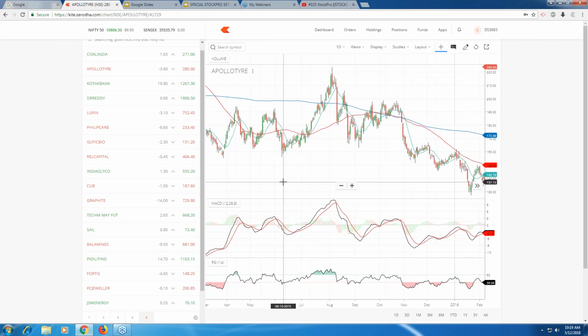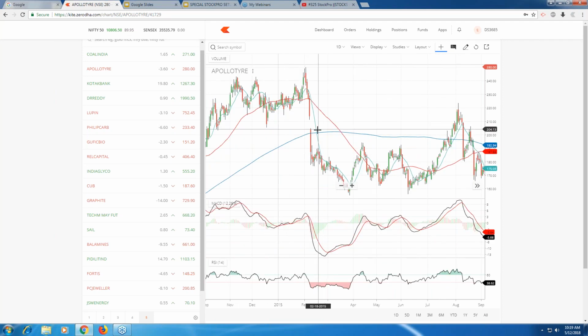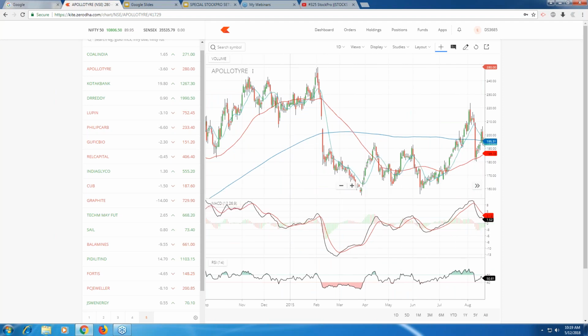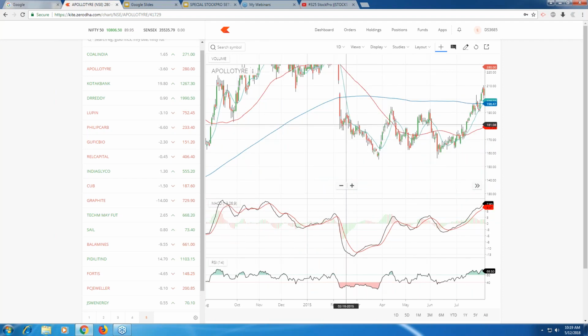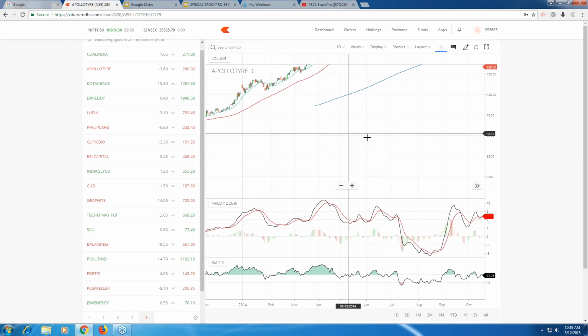Similarly, when the stock is coming in the downward direction, this is 10 moving average, this is 50 moving average, and you can definitely see this. Even if I short it on the day 50 moving average crossed, which is somewhere around 172, it came down to 156. It's a beautiful trade, right? This is Apollo Tyres, when it goes up.